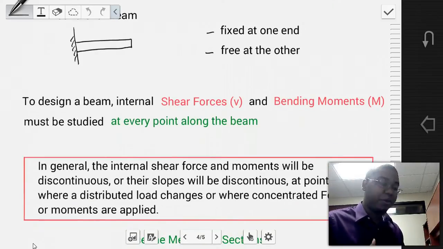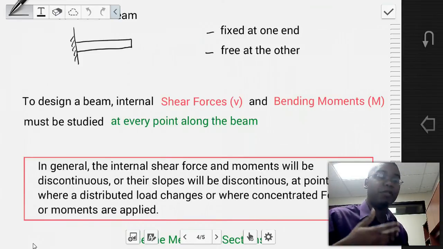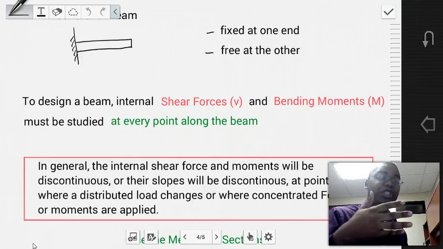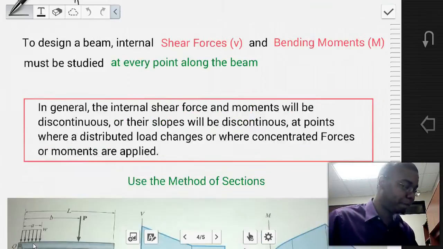And so what we can do is successively use the method of sections to describe the change in the internal forces across the length of the beam, right?